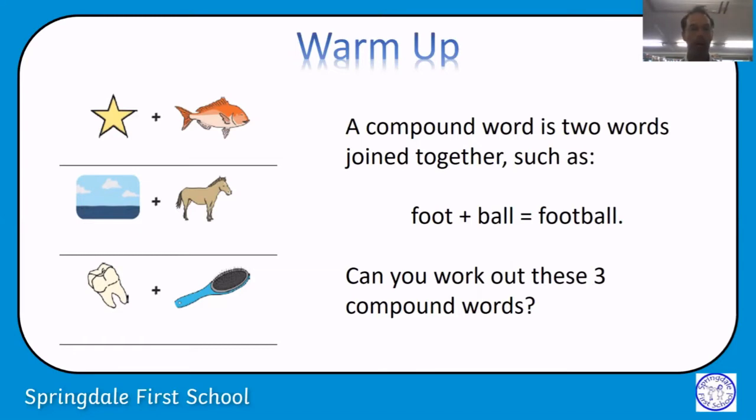Okay, welcome back. Let's have a look. How did you go for the first one? So I've got a star here and a fish. So that's a starfish. Well done. Oh, this one's a little bit tricky. It's a sea and a horse. Excellent work. It's seahorse. And the last one here, I've got a tooth and a brush, is toothbrush. Fantastic work. Well done. Okay, let's move on to our learning now.